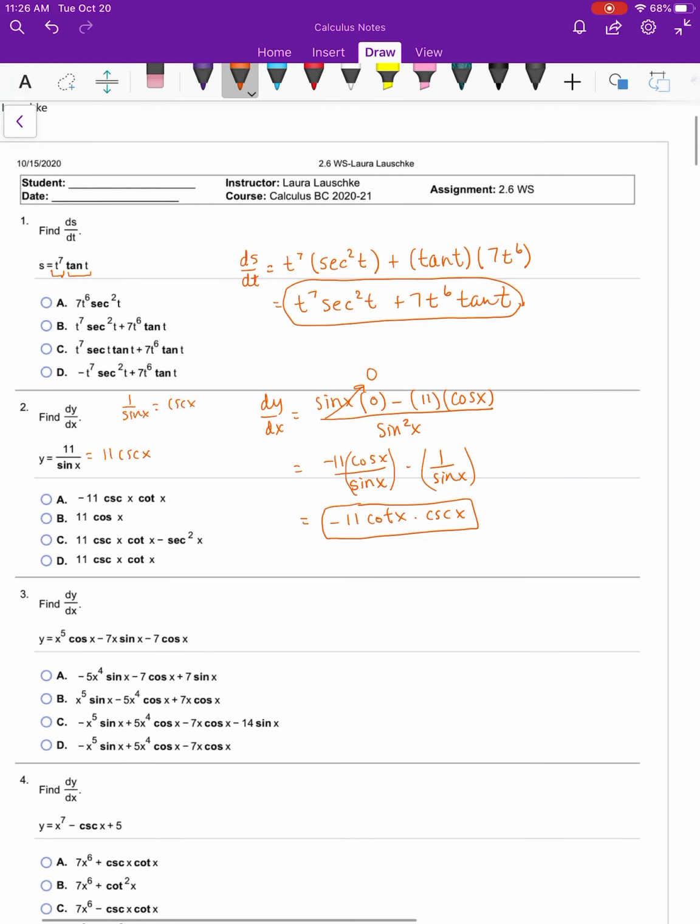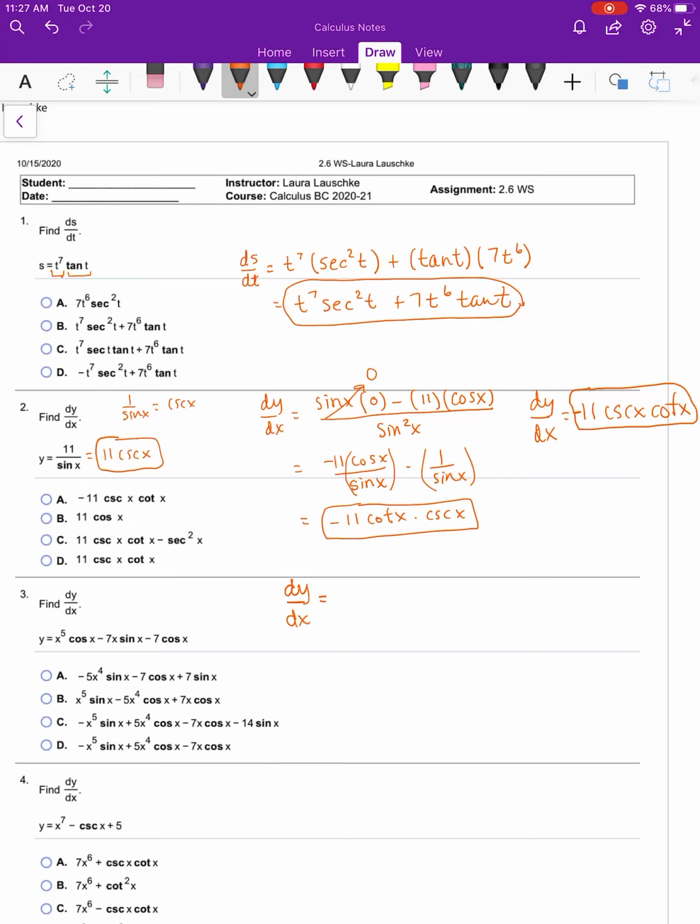And if you knew that it was equivalent to 11 cosecant x, and you were trying to find dy dx, you'd say, okay, that's going to be 11 times the derivative of cosecant. The derivative of cosecant is negative cosecant x, cotangent x. So there it is right away using the derivative of cosecant. Okay? All right, here's the next one, dy dx.